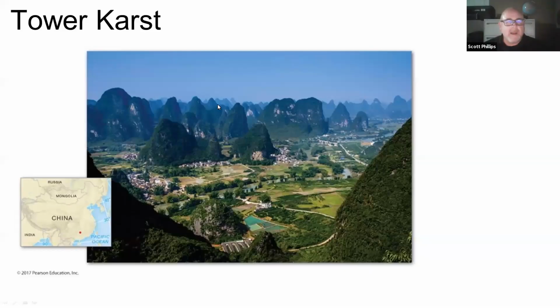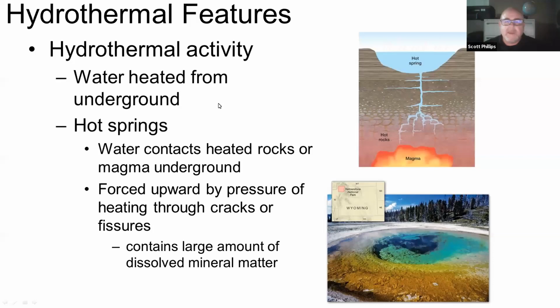Let's talk about hydrothermal features. So again, hydrothermal activity, the key thing is water. It's water heated from underground. It creates things like hot springs. Hot springs are where water heated from underground comes up to the surface and is warm. So what we have is magma down here heating up these hot rocks, and then these hot rocks in turn are heating up the water.